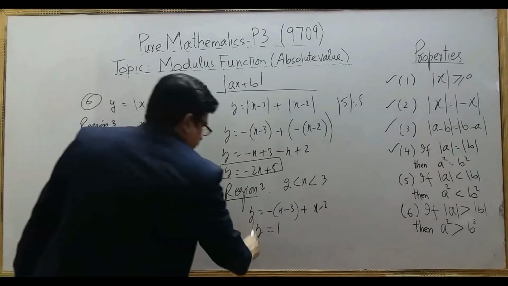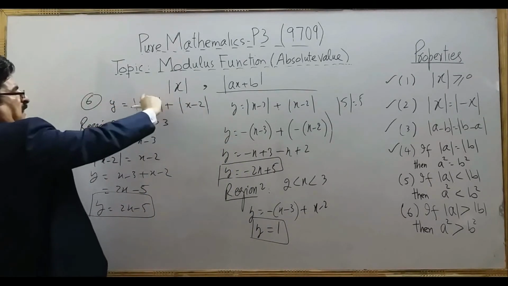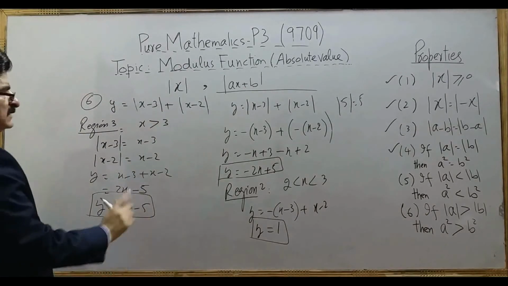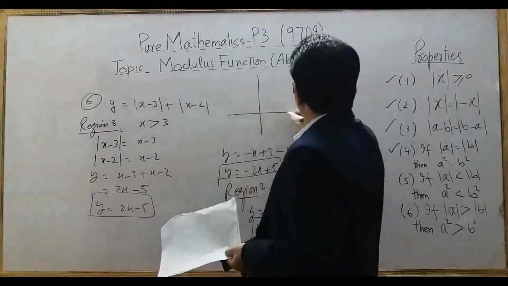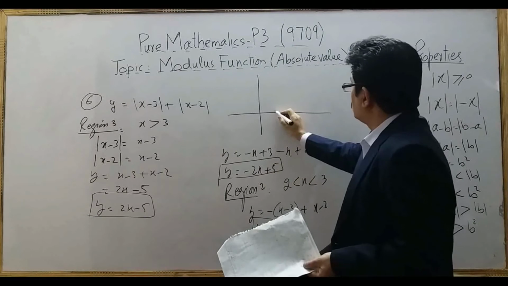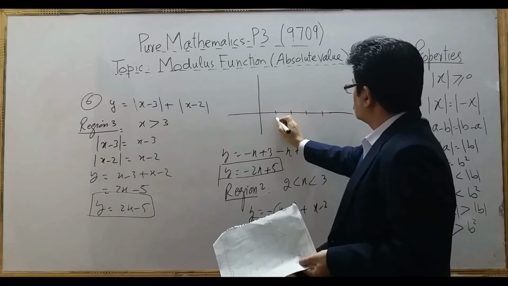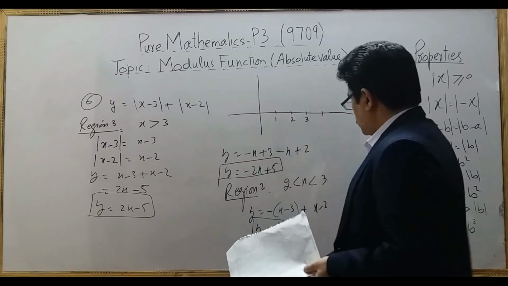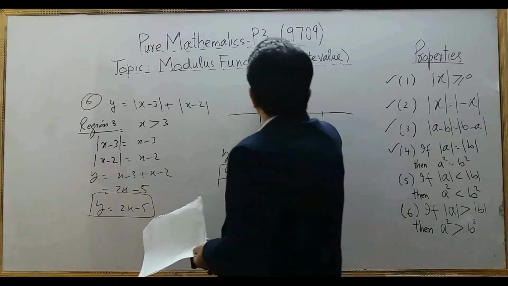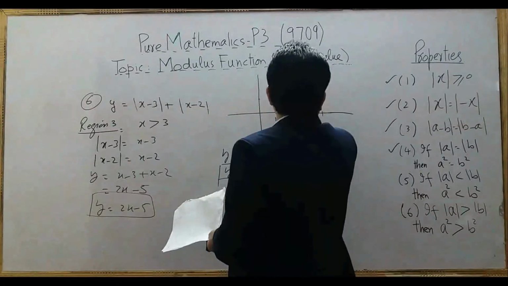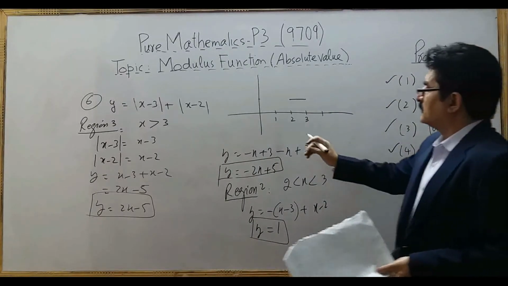Now we have found the general expression of this given modulus function for different values of x. Now we can sketch it. We have, this is 1, 2, 3, 4. Now between 2 and 3, its value is constant 1. So it is 1.